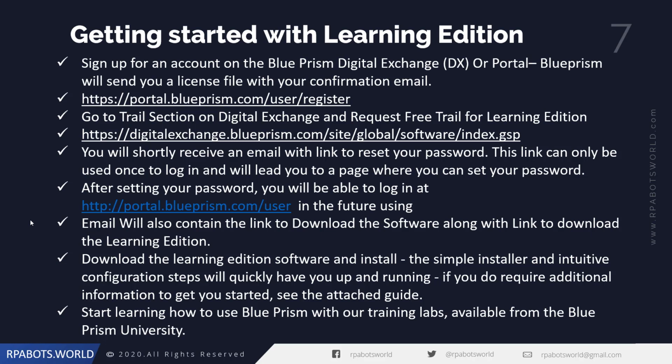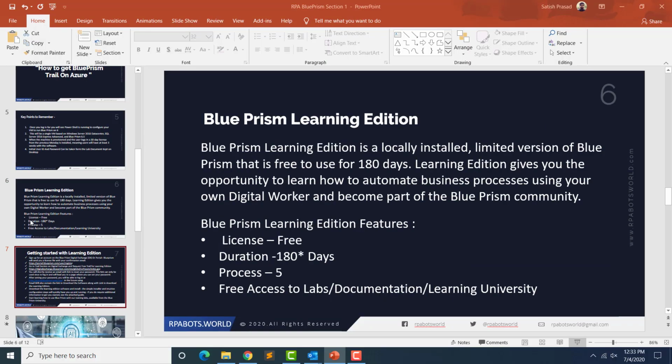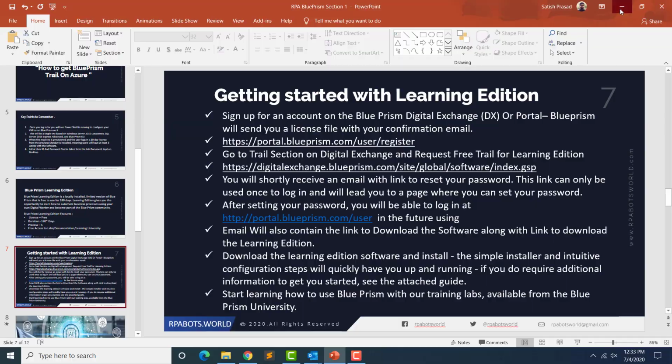I'll move back to my email address. I'll show you what email I received when I requested, and then I'll also show you how to get the email which contains the license file required for Blue Prism Learning Edition and the link to download the software. So let's move. I'll quickly jump to my desktop and then I'll show you the different parts of this tutorial.